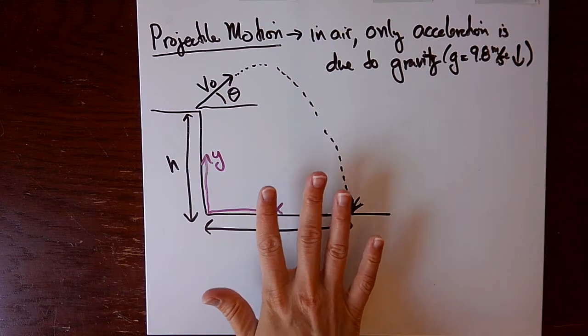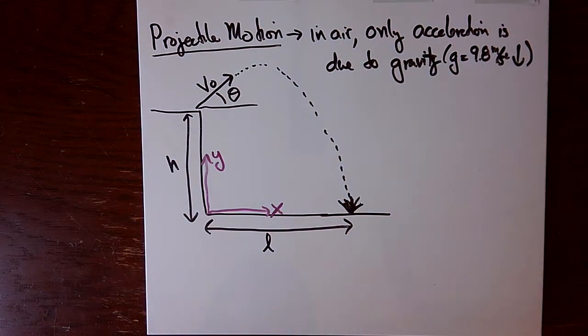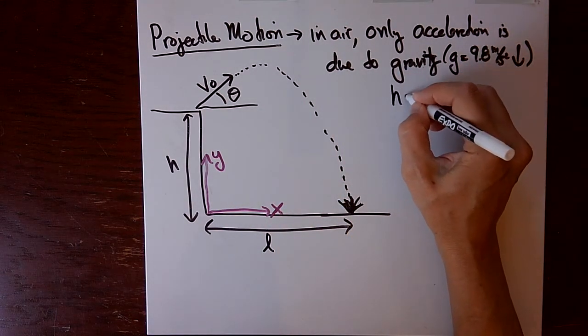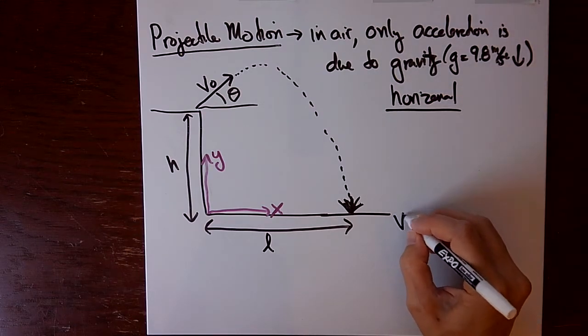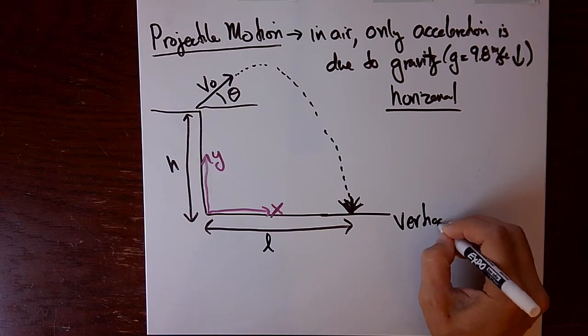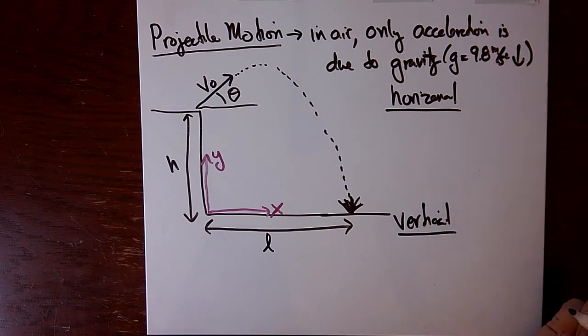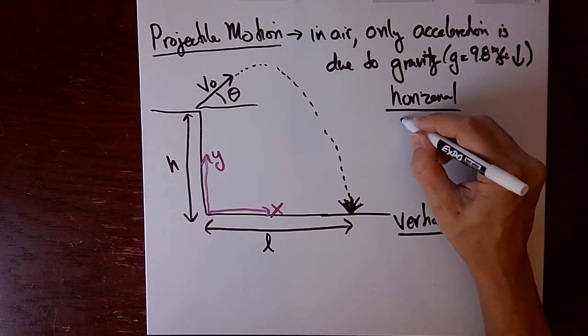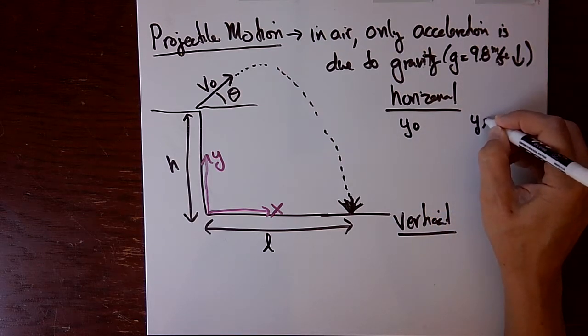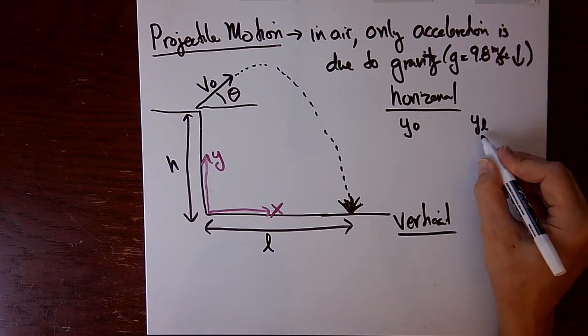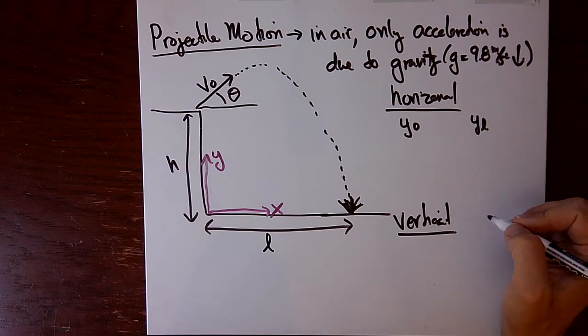Now, having done that, I can start writing down what I know. And I can divvy it up into horizontal and vertical pieces of information. So for example, I might know where I start, I might know where I land, my landing position, y sub L.